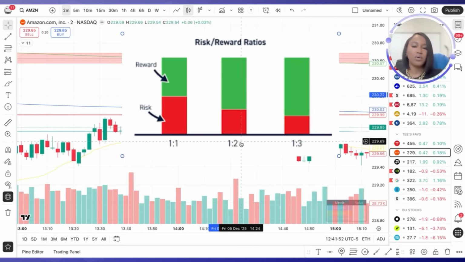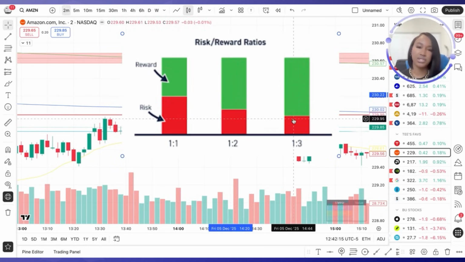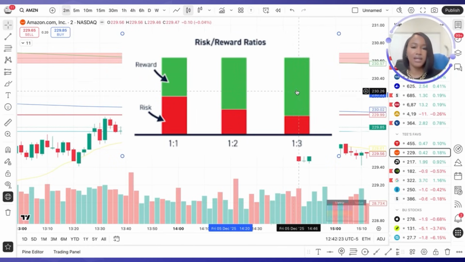For example, when we have a 1-to-2 risk to reward ratio, you're risking $1 in order to make $2. So that is a more favorable setup, not 50-50 anymore, as you can see in the diagram. Your reward is much larger than what you're risking. Now let's go on to a 1-to-3 ratio. A 1-to-3 ratio is when you're risking $1 to make $3. And you can see here in the diagram that the risk is small and the reward is larger.